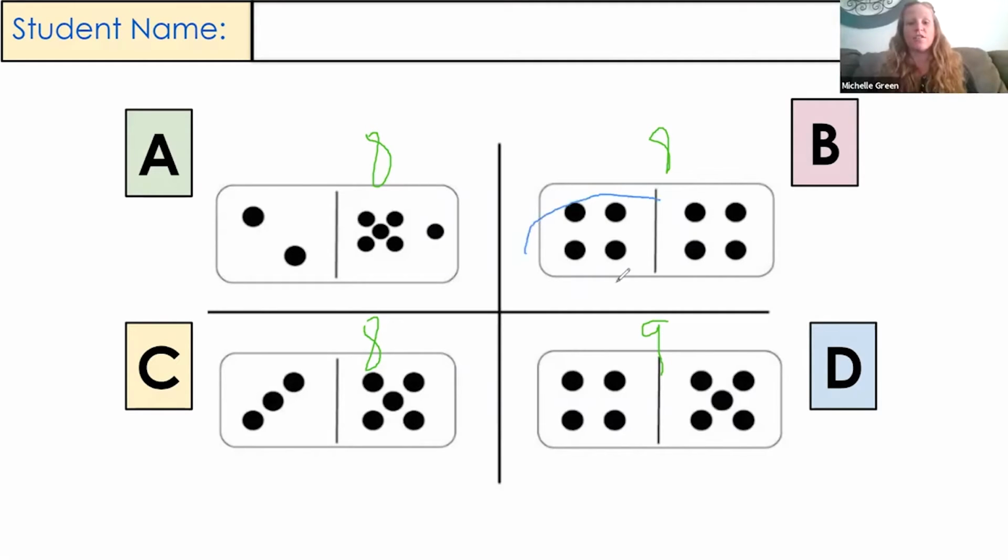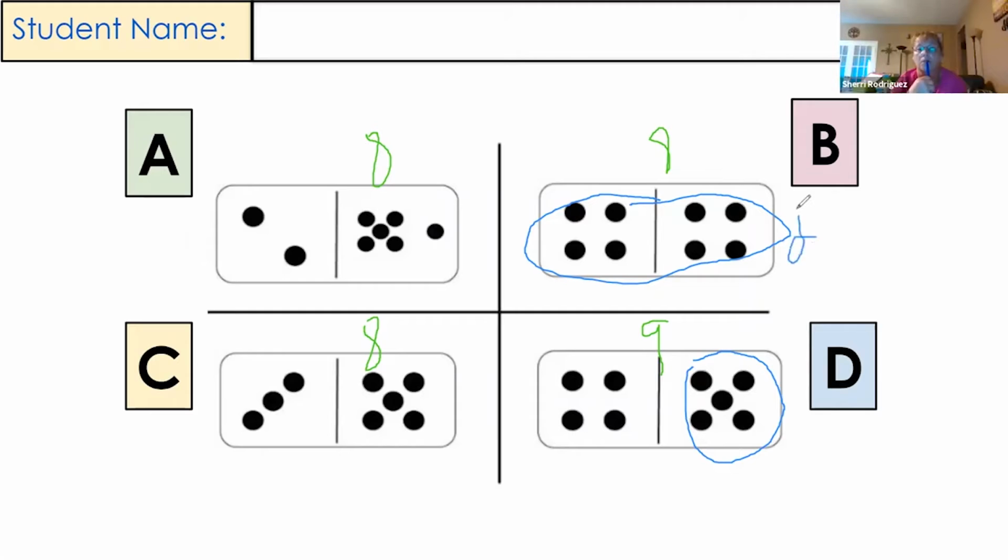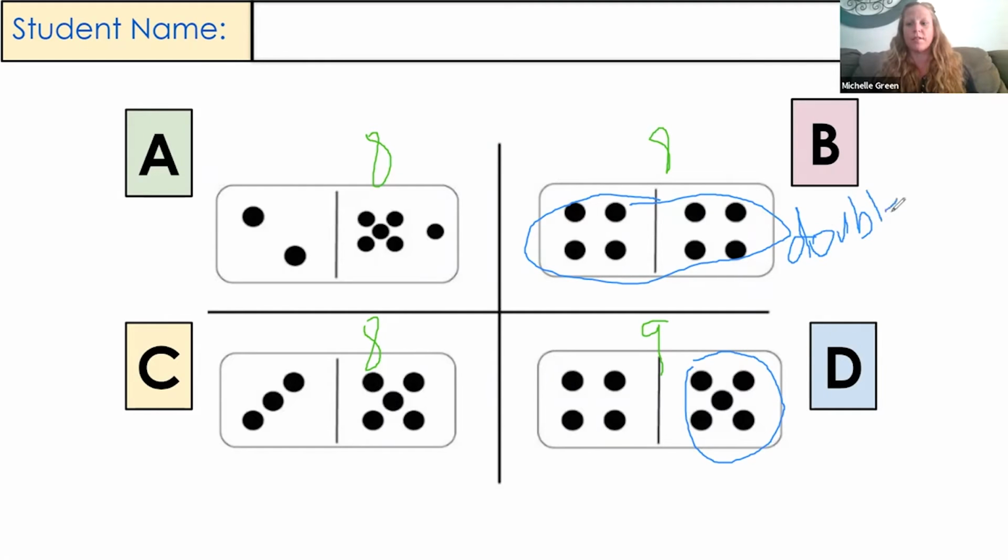Oh, nice. So you notice that this right here does not have this representation in it, right? It has 5, but it doesn't look like that. How would you describe what's happening in B? Doubles. It's got doubles, right? So we notice that there's doubles. So we see 5 represented, but it looks different. This is in doubles. This one is not. Very, very nice, Sherry.